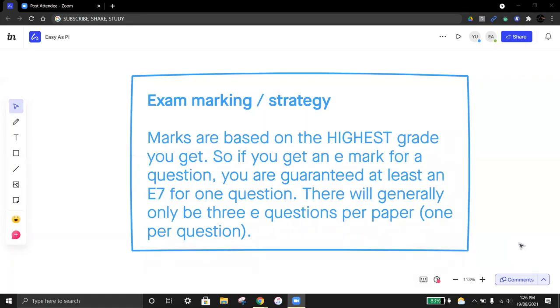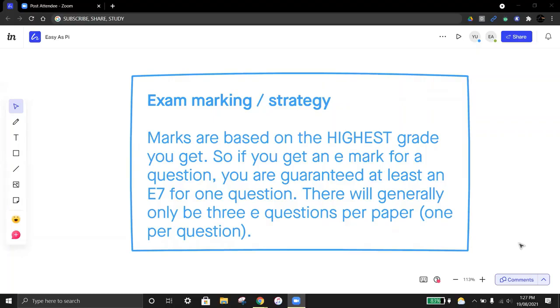Yeah, so just some general exam marking or strategy that you might be interested in. Unlike science subjects, in calculus, at least as of 2021, your marks are based off the highest grade per question. So if you get an E mark for a question, you are guaranteed at least an E7 for that question. And it's the same with merit marks. You'll be guaranteed an M5 at least for that question if you get 1 merit mark. So generally there'll be 3 E questions per paper and 1 per question.